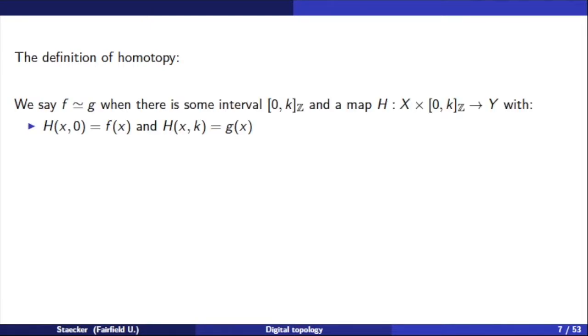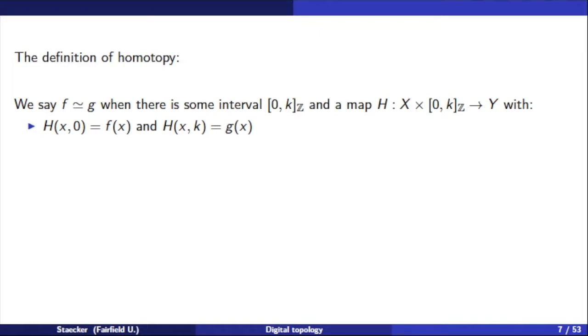Here's the definition. I know I didn't say the definition of homotopy last time. It's not very clear, actually. It's kind of complicated. But we say F is homotopic to G when there's some interval, and you should think of the interval like time. The function is changing over time, and this is the time interval. You start at time 0 and you go up to time k. And there's some big continuous function like this, x cross the interval to y, where the following holds.